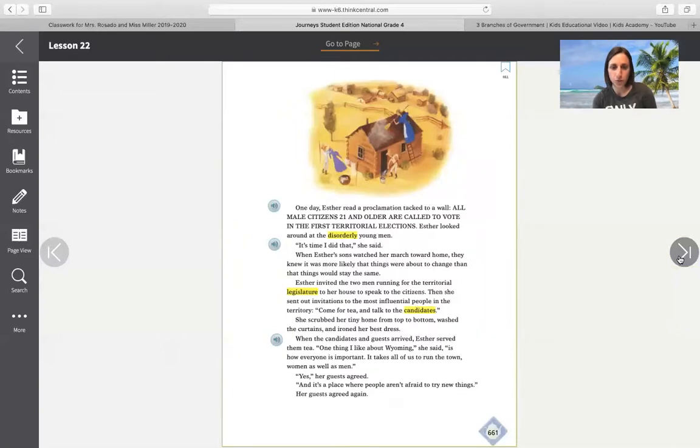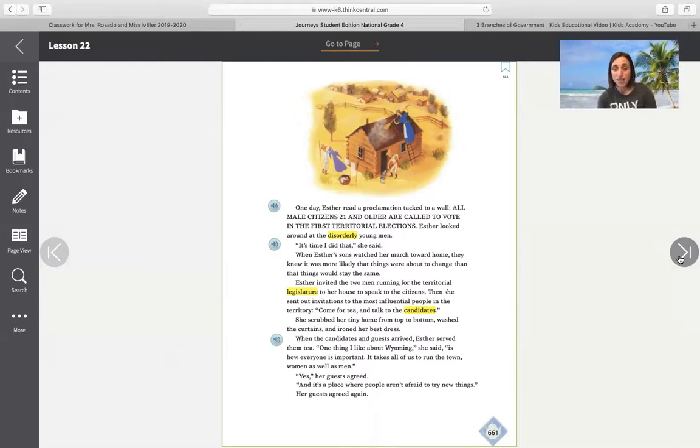Esther invited the 2 men running for the territorial legislature to her house to speak to the citizens. Then she sent out invitations to the most influential people in the territory. "Come for tea and talk to the candidates."